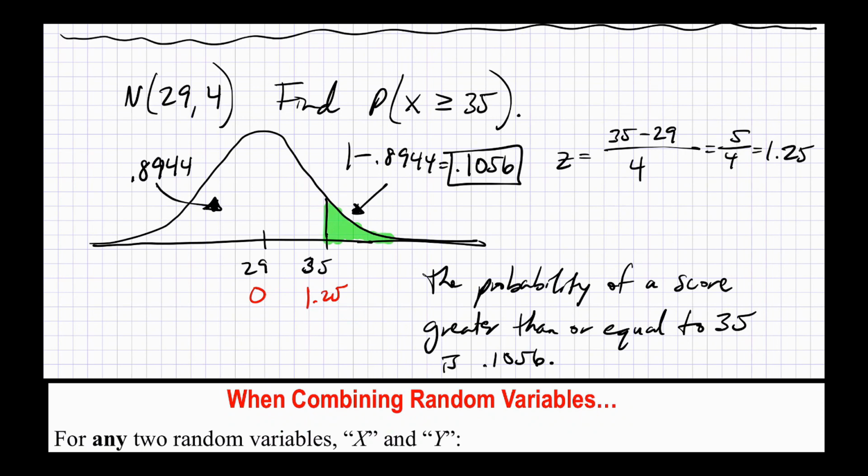It was 1.25. No, it's not. Yes, 1.5. Okay, much better. It should have been 1.5. What was the percent left of 1.5? 0.9332. And 0.0668. Yeah, all right.